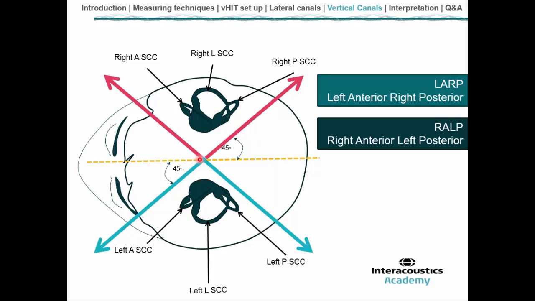If we're going to now stimulate the left posterior, patient looking at the 0 degrees target, we're going to be pulling the head back and pulling the head 45 degrees to the left to stimulate the left posterior canal. And lastly, with the patient looking at the 0 degrees target in front of them, we will pull the head backwards 45 degrees to the right to stimulate the right posterior canal.